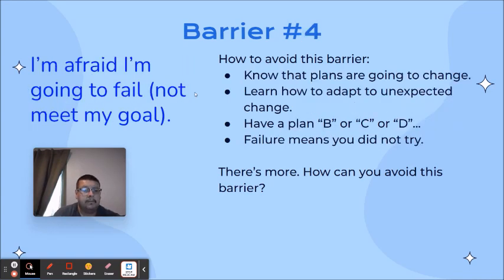Another barrier to goal setting might be that I'm afraid I'm going to fail, or I'm afraid that I'm not going to meet my goal. So how can you avoid this barrier? Well, first of all, you have to know that plans are going to change. You have to learn how to adapt to unexpected change. That is something that you're going to learn in life. How to adapt to unexpected change.